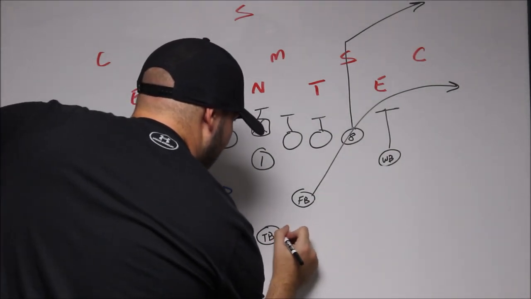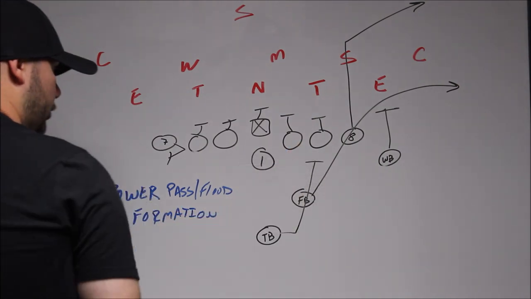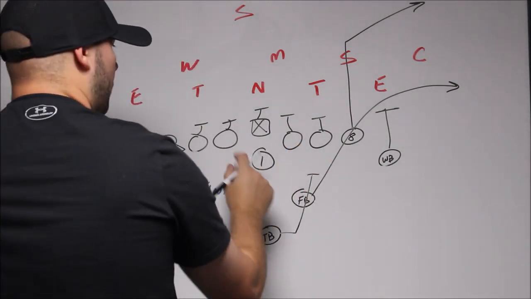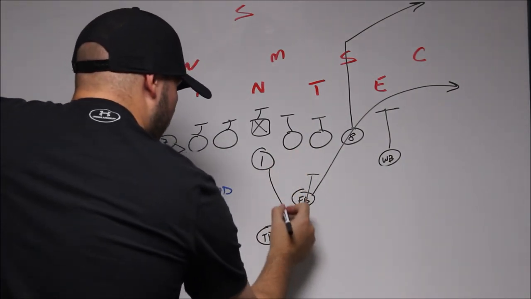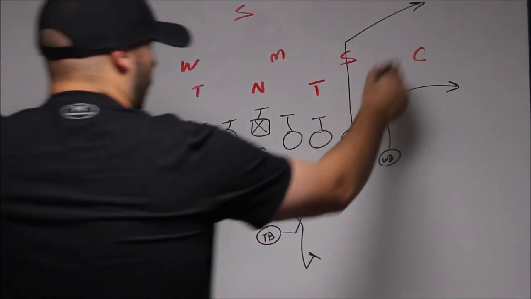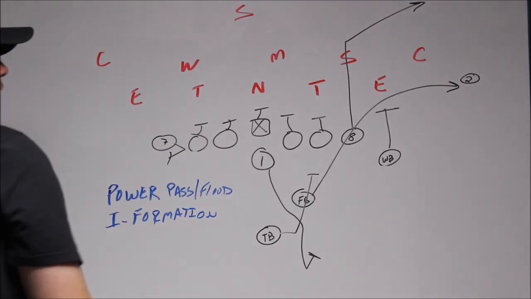Tailback is going to step. He's going to fake like he's getting power, and he's going to take care of any inside penetration, okay? So if there's penetration this way, you could step, block it. Penetration here, you could step up, block it. Quarterback is going to open up, fake to the tailback, get a little more depth. And our first read is this corner. Second read is the fullback in the flat, okay?